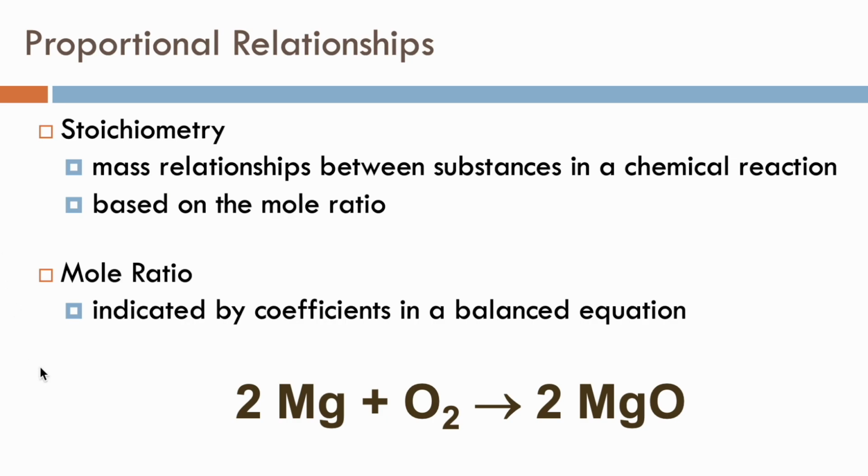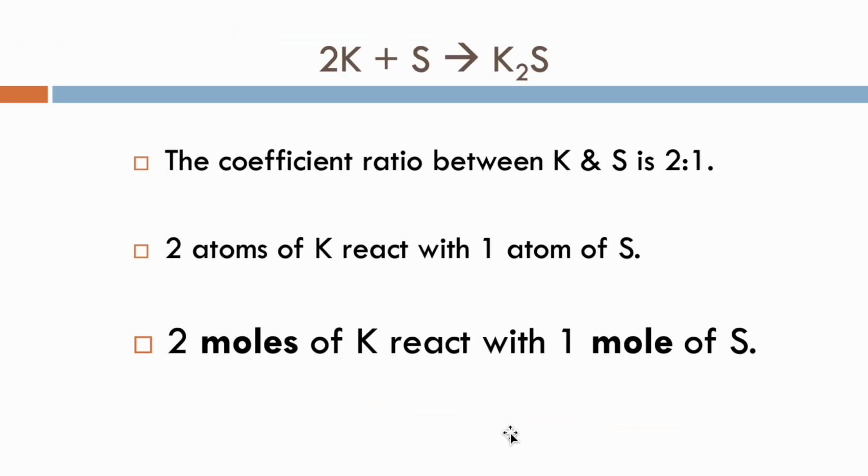Stoichiometry just looks at ratios in chemical equations. So it's the mass relationships between the substances based on this coefficient that we call a mole ratio. So this equation right here tells me that for every 2 moles of magnesium, it needs to react with 1 mole of oxygen to form 2 moles of magnesium oxide.